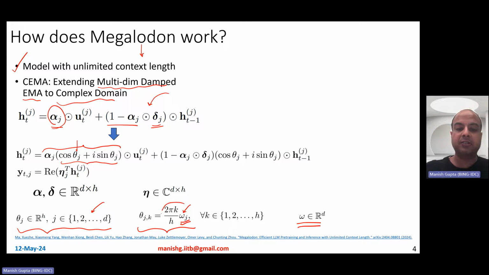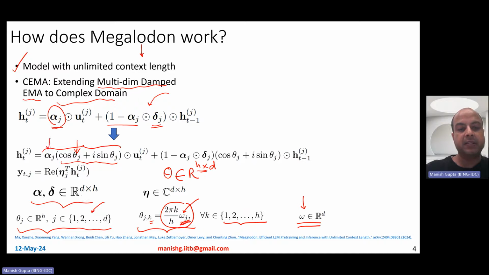Theta overall is a matrix of h cross d, and it has learnable parameters only these d. The remaining h cross d dimension is computed using this formula: 2 pi k divided by h multiplied by wj, where k runs from 1 to h. So once you have a wj fixed, you have the entire theta j vector fixed. Now you plug that in here, and your alphas remain the same.